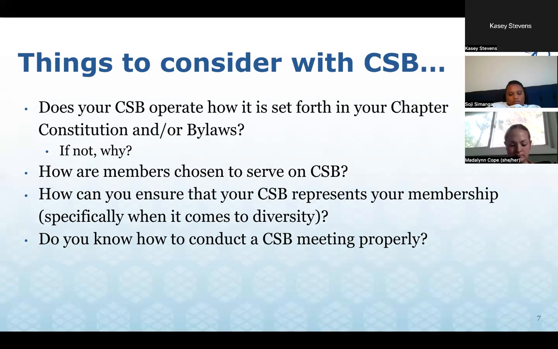Next question, how are the members chosen to serve on your chapter standards board? So I am a Phi chapter alum, and when I was the chair of our chapter standards board, it was before we actually called it our chapter VP.